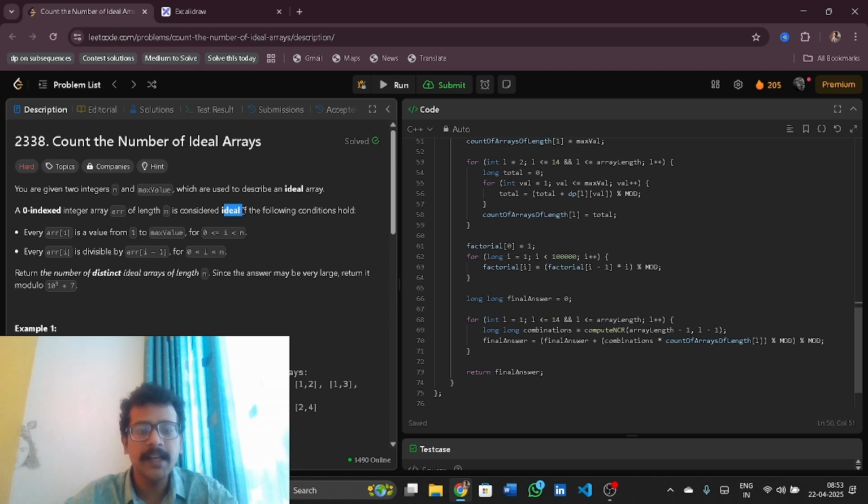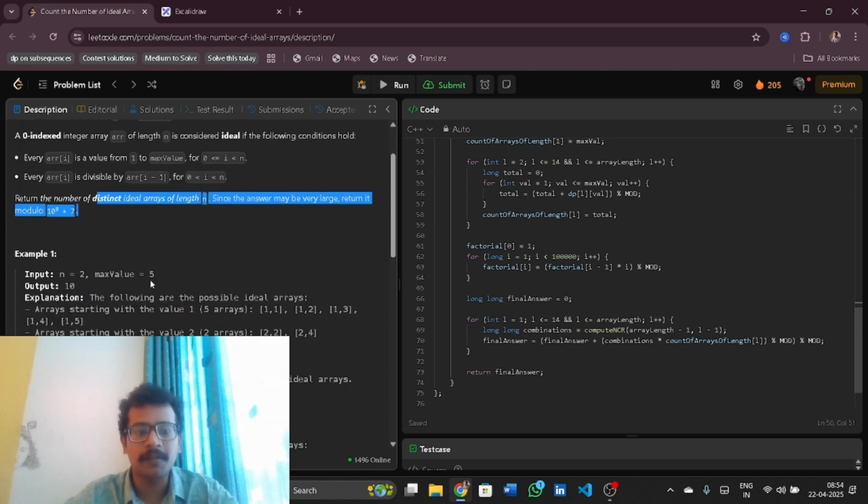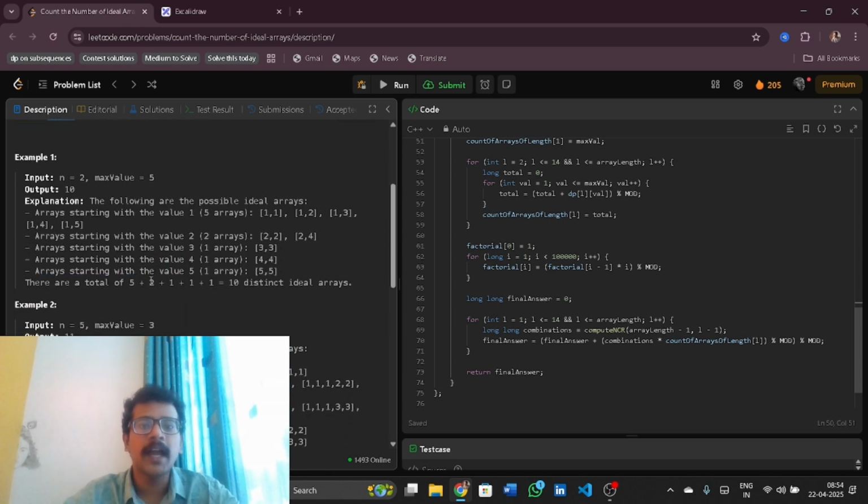An array is considered ideal where arr[i] is a value from 1 to maxValue for i between 0 and n, lesser than n. And arr[i] is divisible by arr[i-1] for 0 less than i less than n. Return the number of distinct ideal arrays of length n. Since the answer may be very large, return it modulo 10^9 + 7.